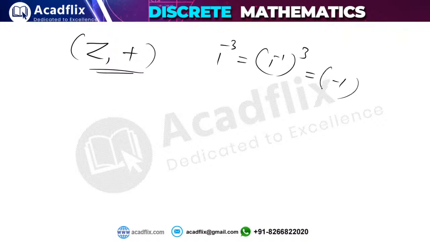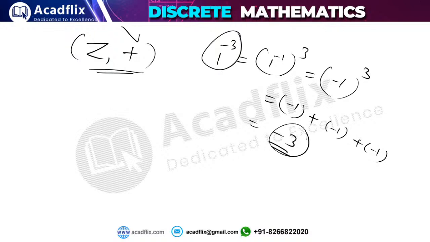Let's take this example, Z and plus, this same group we can take. In this group, if I want to find what is 1 power minus 3, then it will be nothing but 1 inverse power 3. What is 1 inverse? Inverse of 1 is nothing but minus 1. Minus 1 power 3, what is that? That is nothing but minus 1 plus minus 1 plus minus 1. Remember our operation is plus, so that's why minus 1 plus minus 1 plus minus 1, and this will be minus 3. So 1 power minus 3 is equal to minus 3.